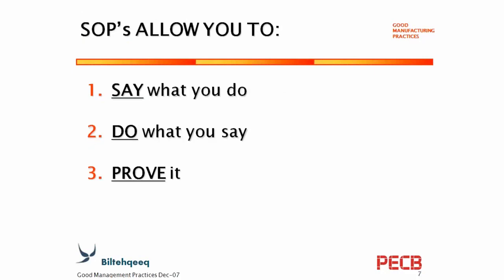What is an SOP? As you are familiar with other quality management systems, SOP is similar: say what you do, and do what you say. It is like ISO 9000. What you do, you have to write down that we are doing it, and then you have to practice it, and if you have to prove it, you can prove that we are doing this. So like other quality management systems, the SOPs are the same in GMP or HACCP.